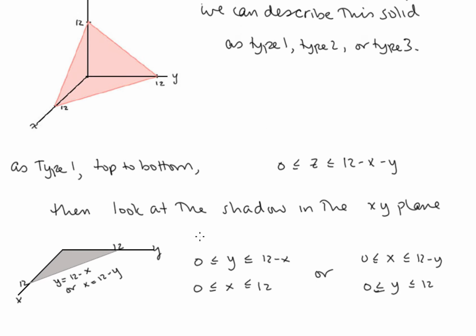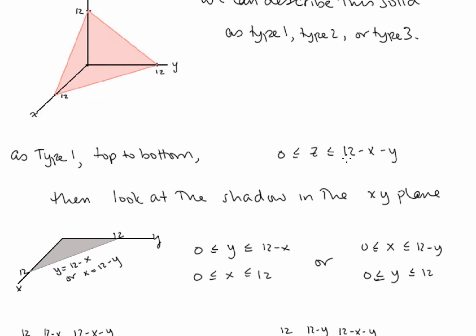As a type 1 region, a top to bottom region, our top surface is going to be this plane, z equals 12 minus x minus y, and our bottom surface is going to be z equals 0, the xy plane. Once we found the bounds on z, we look at the shadow that is cast in the xy plane. That's this shadow here, this region here. We know that the equation of this line in the xy plane is y equals 12 minus x, or x equals 12 minus y. So we could describe this region in 2 ways.